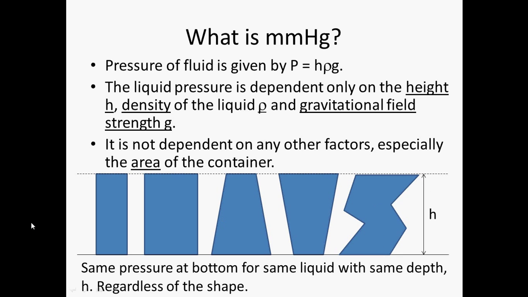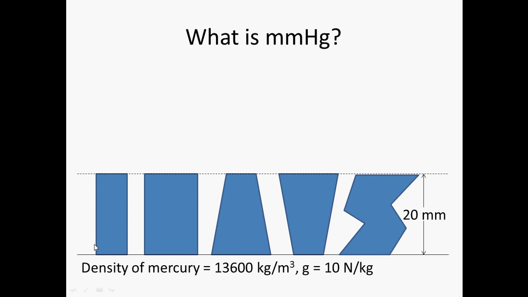In other words, if they all have the same height or the same depth of liquid, and this is a liquid of the same density and they are at the same location on Earth with the same gravitational field strength, then you will expect that they will have the same pressure at the bottom of the depth. Okay, so let us calculate.